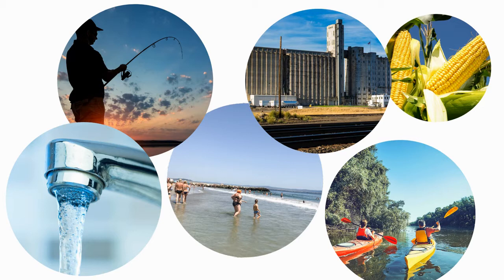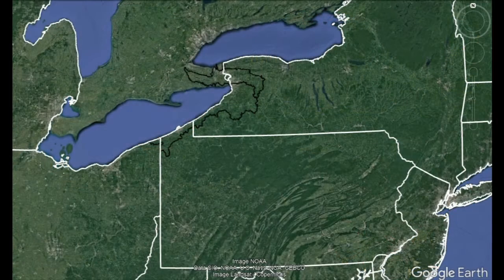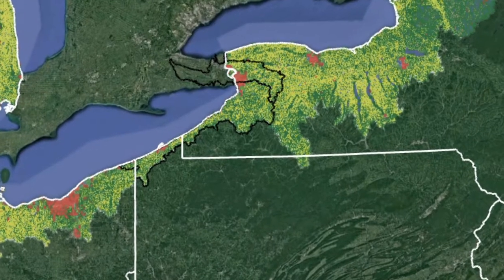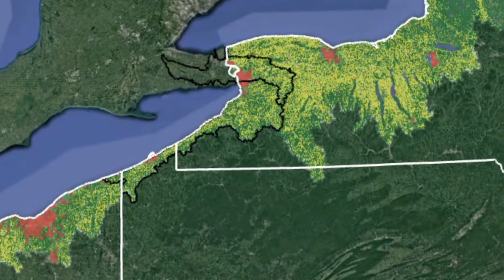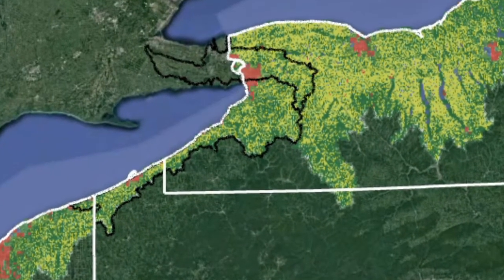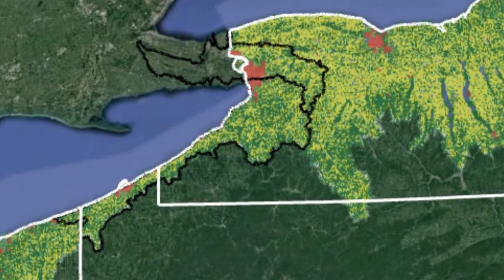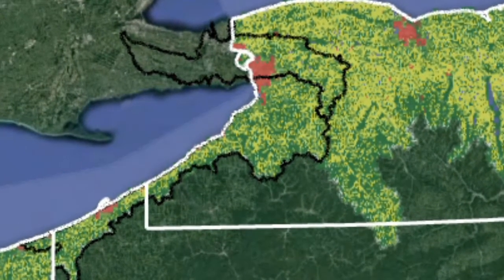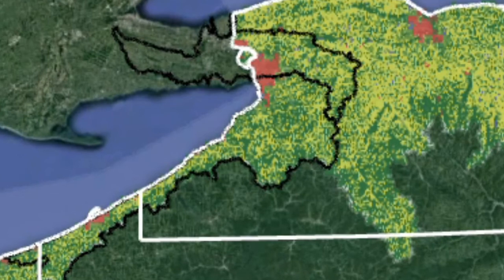What is covering the land in a watershed and how the land is used has a huge impact on water quality. Depending on where you are in the Niagara River Lake Erie watershed, you may be surrounded by developed areas, shown here in red, cropland, pasture or hay, that's the yellow on this map, or forests, which are shown in green and clustered around the headwaters of our watershed, the source of our major tributaries.